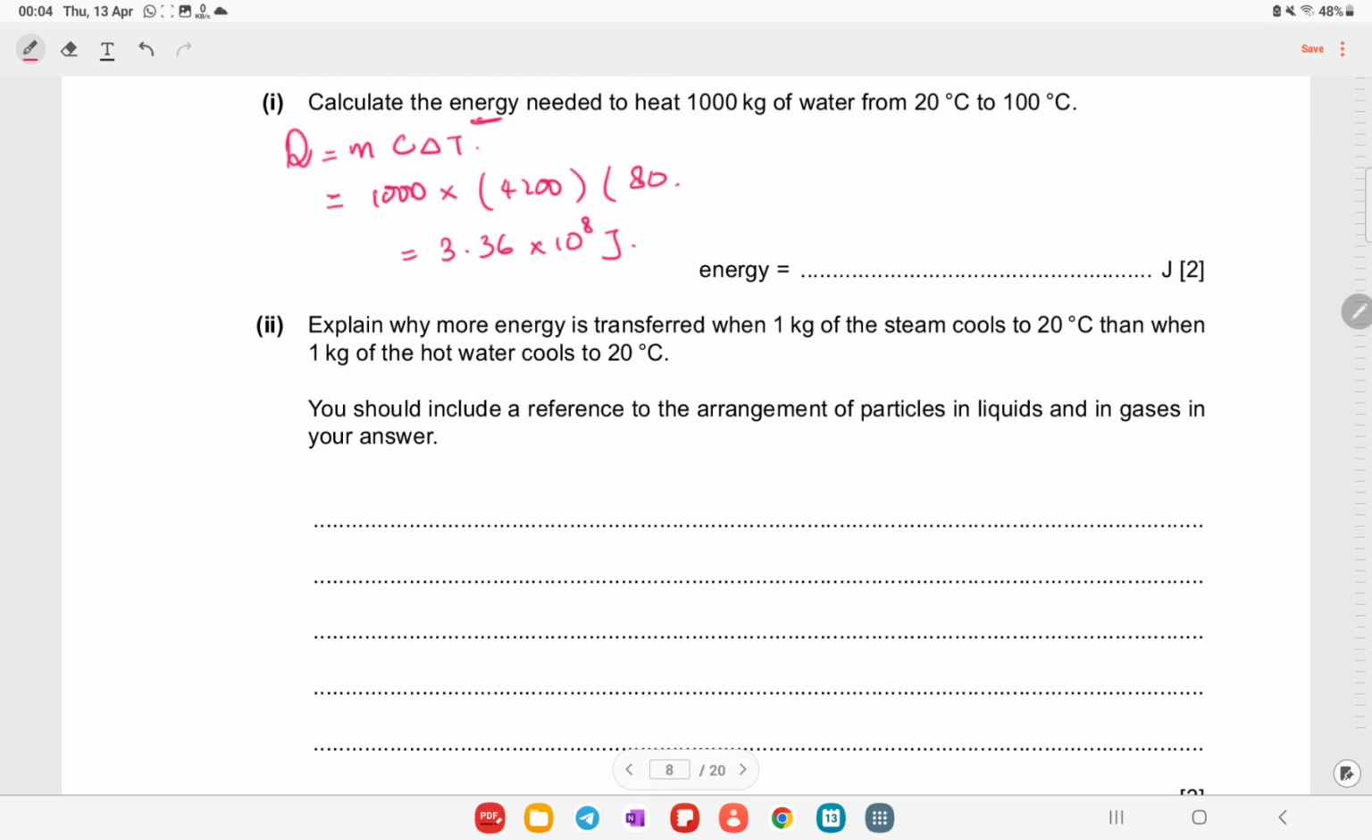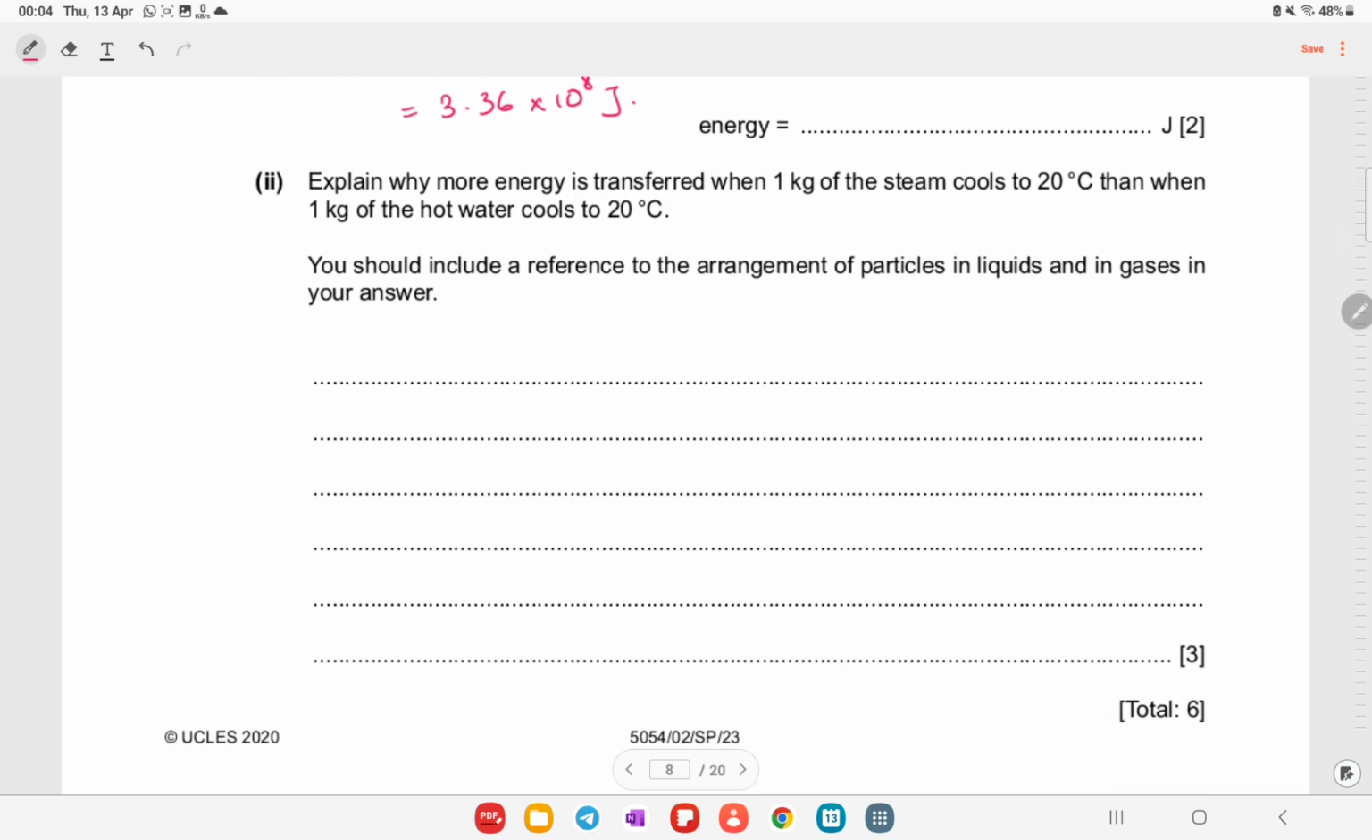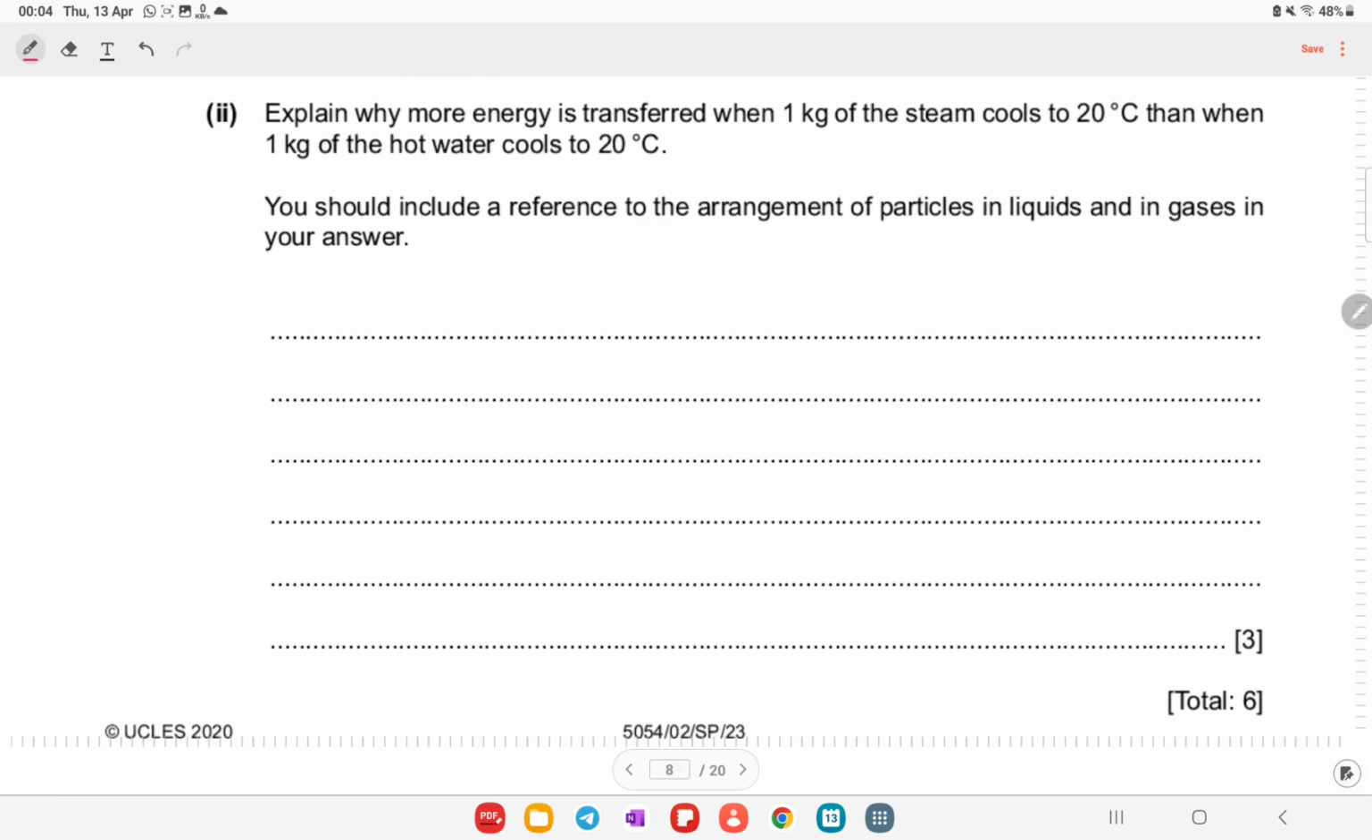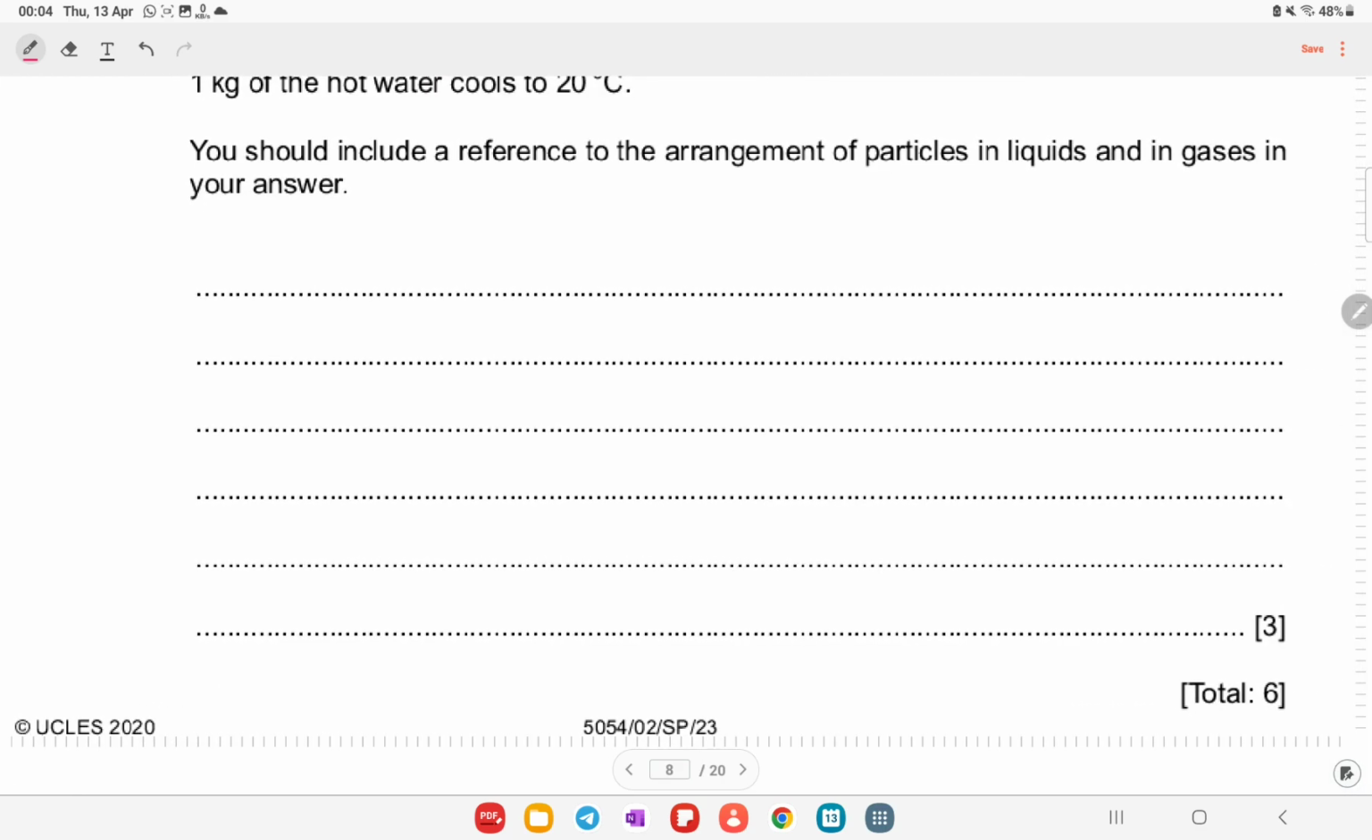Explain why more energy is transferred when 1 kg of steam cools to 20 degrees Celsius than when 1 kg of hot water cools to 20 degrees Celsius. You should include a reference to the arrangement of particles in the liquid and in the gas in your answer. This is important because when answering this question, you have to write it in reference to the arrangement of the particles.